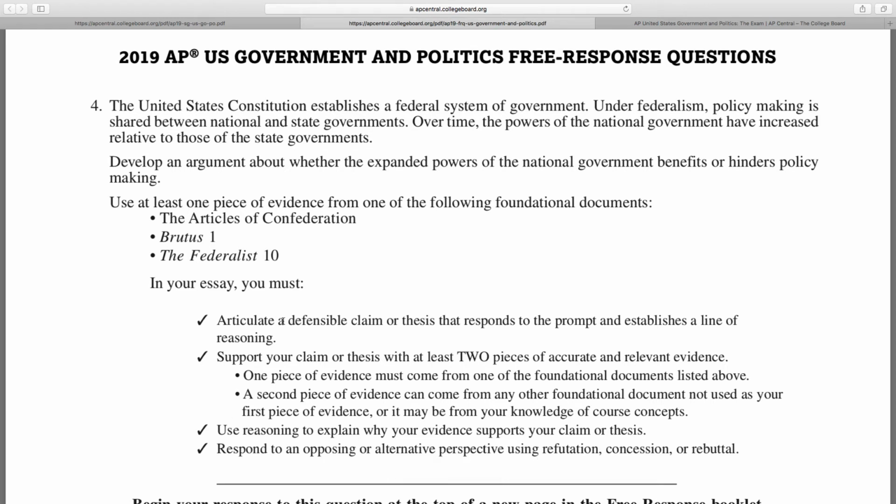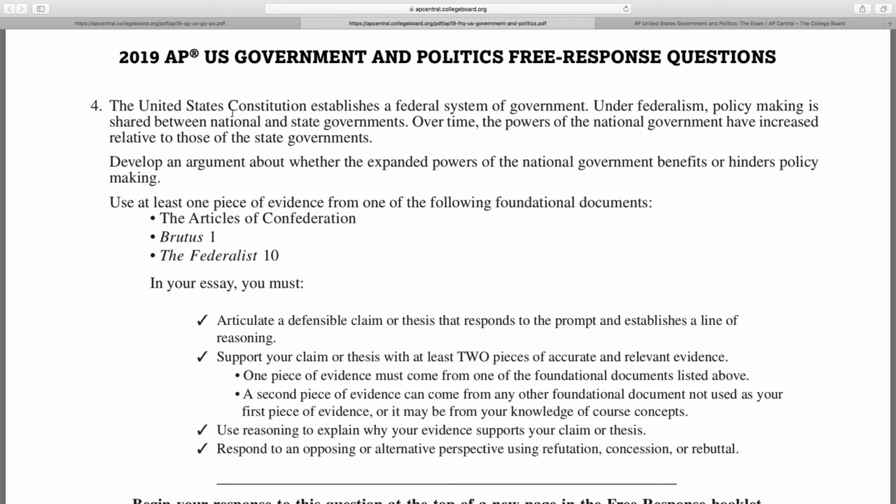All right, so you are going to have to make the thesis, support your thesis with two accurate and relevant pieces of evidence, one piece from this list above, and then a second piece can be from another foundational document or just based on your knowledge. It could be a court case, it could be something else, and then using that reasoning to explain why the evidence supports your thesis. All right, so that's what you're going to have to do in 25 minutes. This last part here is not going to be a part of it.